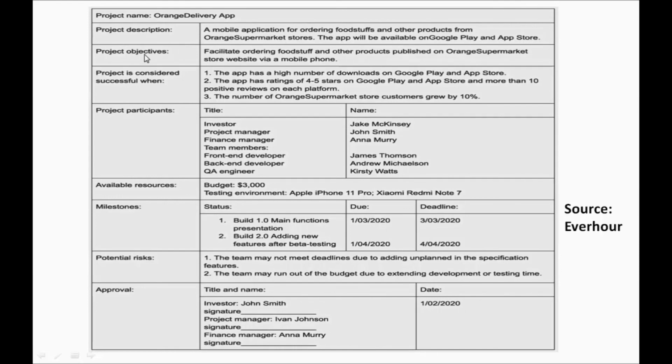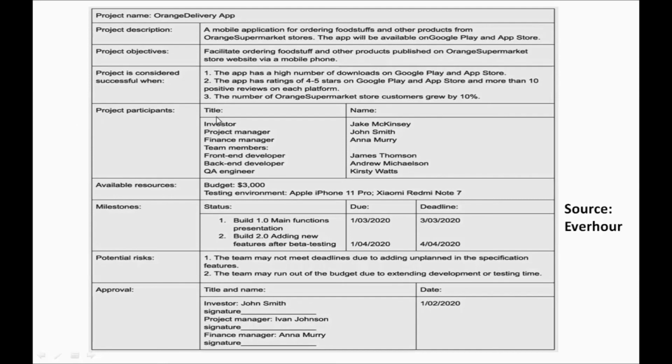And project objectives, what is that? Facilitate ordering foodstuff and other products published on Orange Supermarket, through the website also, through mobile phone also. And when is the project considered successful? When the app has a high number of downloads on Google Play, the app has ratings of 4 to 5 stars, the number of Orange Supermarket store customers grew by 10%, like that. These are their objectives. Getting, guys? This is a real world example, right?